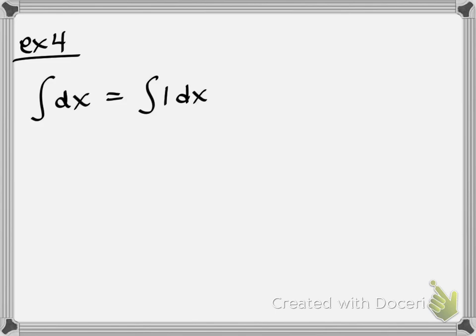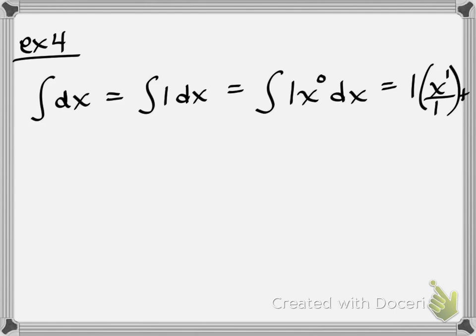So if every time we do power rule, we raise x to one more, do you agree that that's really 1 x to the 0 dx? So then we could say that's 1 times x to the 1 divided by 1 plus c. So it's x plus c. So anytime you integrate 1, the answer is x plus c. That's another rule for us.